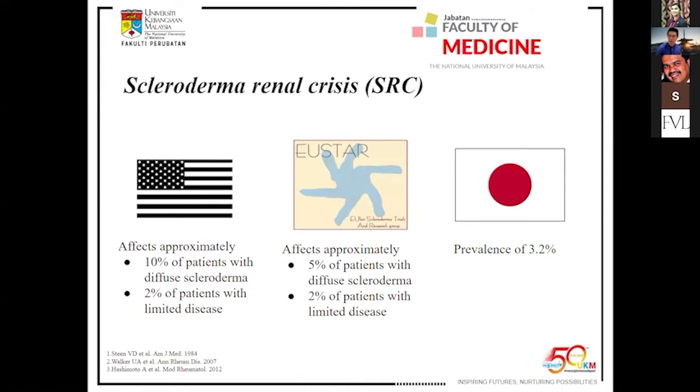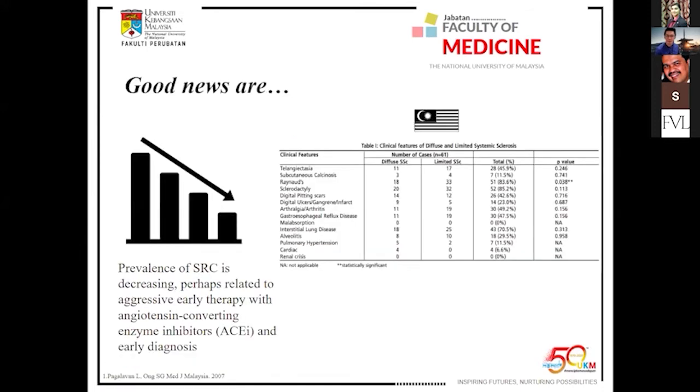In Japan, the prevalence is reported as 3.2% of the scleroderma population having SRC. But the good news is the prevalence of SRC is decreasing. Perhaps this is related to the early initiation of ACE inhibitors or also the early detection of the disease.